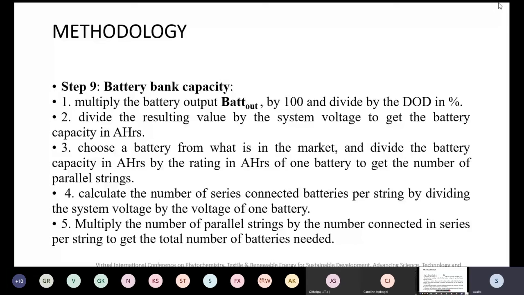So the total number of batteries is also obtained using the same method, that you get the number of strings and you get the number of batteries in each string, then you multiply the two to get the total number of batteries in the system, or what you call the battery bank.